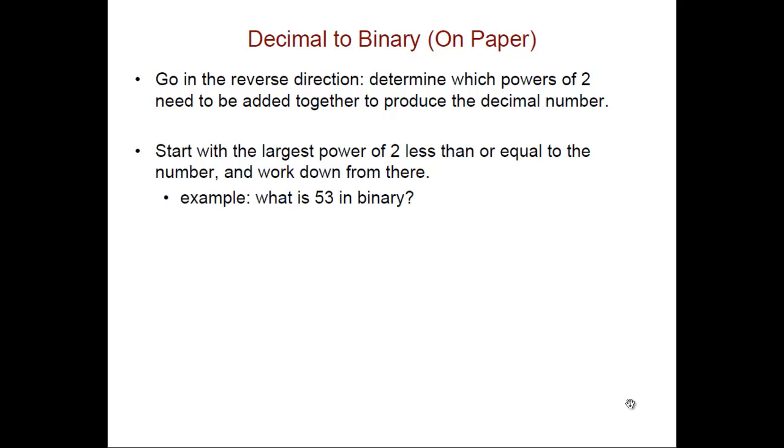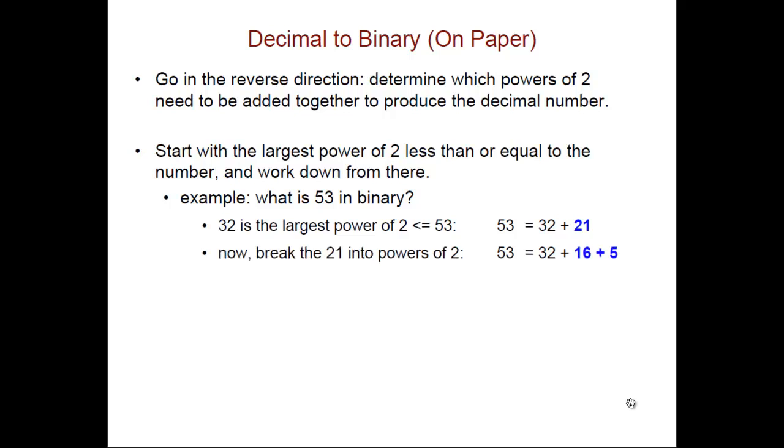So for example, let's say we're converting 53. We want to know what is it in binary. Well, the largest power of 2 less than or equal to 53 is 32. And so we're going to start by saying we need that power of 2, and what's left over is 21. And then we're going to continue the process with whatever is left over. So in this case, we're going to break up the 21. The largest power of 2 less than or equal to 21 is 16, and we have 5 left over.